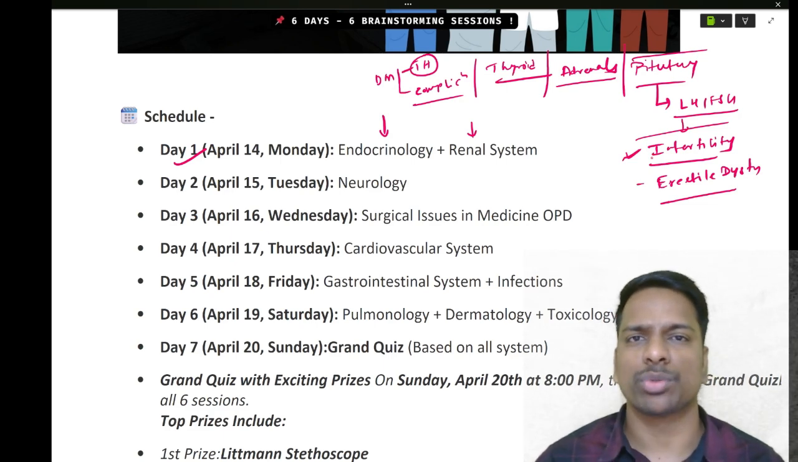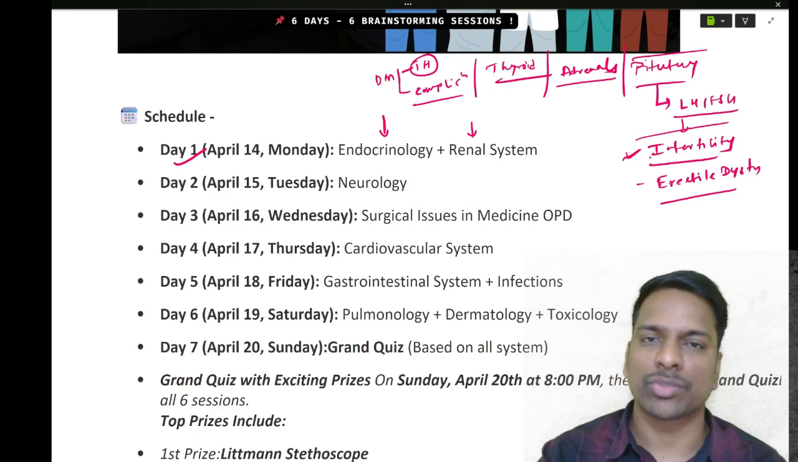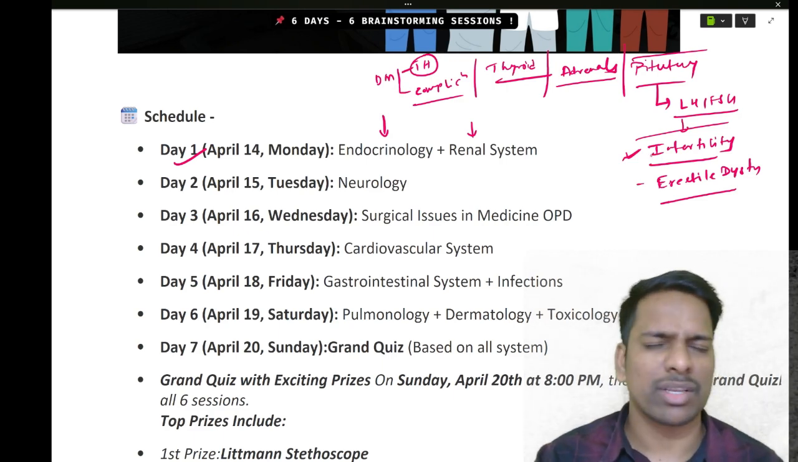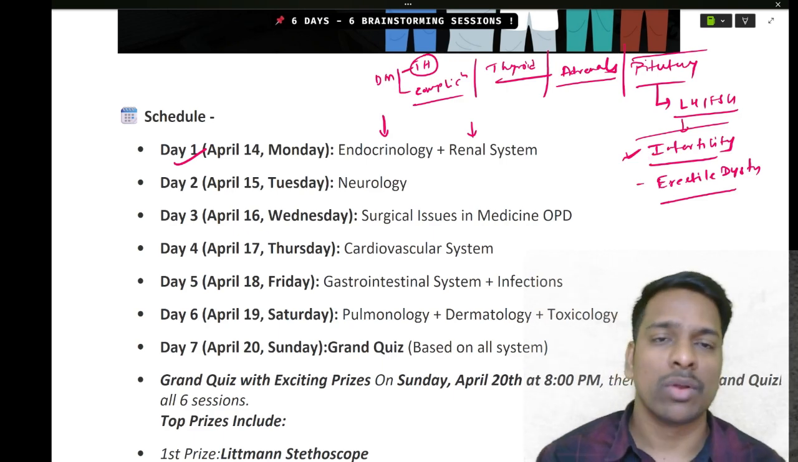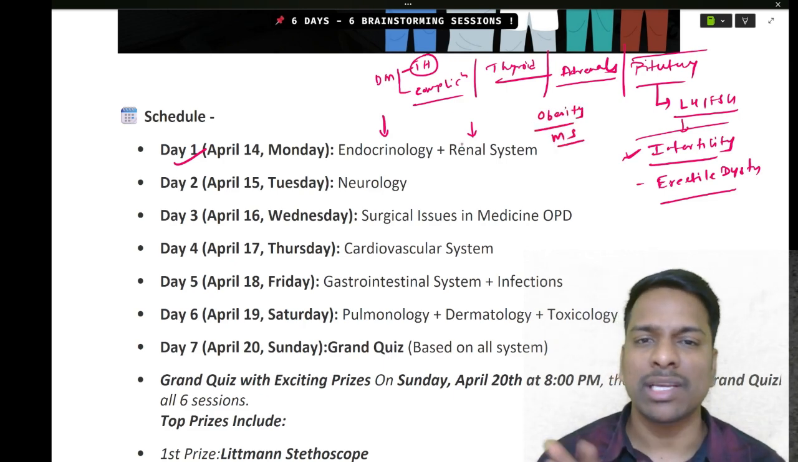Every drug, every dose, what the drug interactions are, what the contraindications are, what the side effects are, and what the recent advances are. Even obesity, which is very important recently, and metabolic syndrome. All these things will be discussed in endocrinology.